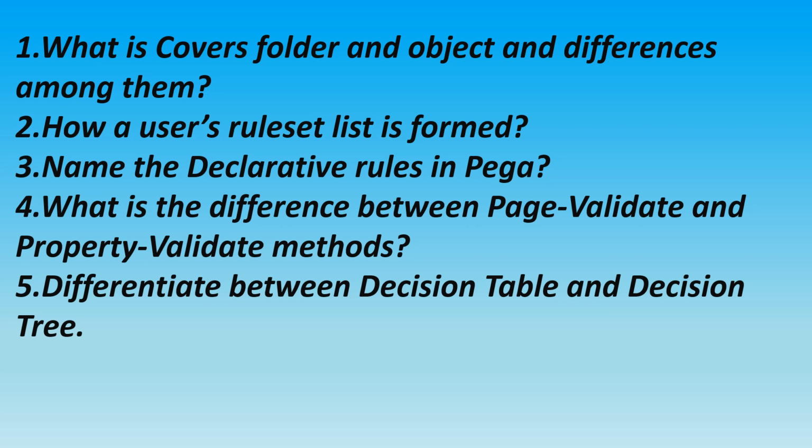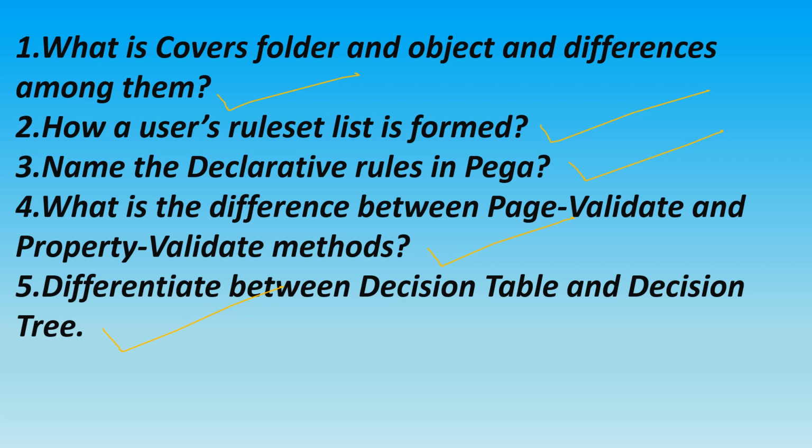First, let me brief out the questions that we are going to address in this video. The first question is what is covers, folder and object and differences among them. The second question is how a user's rule set list is formed. The third question is name the declarative rules in Pega. The fourth question is what is the difference between page validate and property validate methods? And the fifth question is differentiate between decision table and decision tree. These are the questions that we are going to look at. Okay, I will explain each one by one.